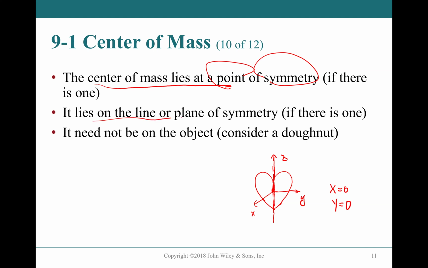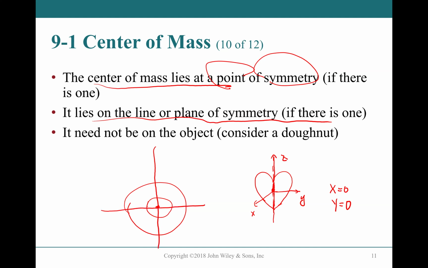So it lies on the line or plane of symmetry if there's one. And it need not be on the object. So consider a doorknob. If you have a doorknob with a hole here, the center of mass is actually in the center, okay? Because you have symmetry. This is not a very good line, but you have symmetry like this, and you have symmetry like this. So this is the center, and your center of mass must lie on the line of symmetry.